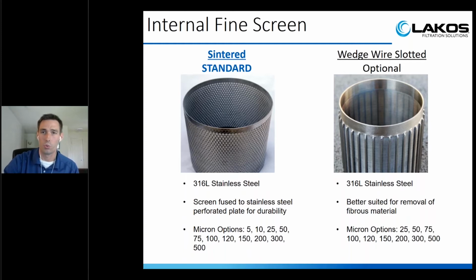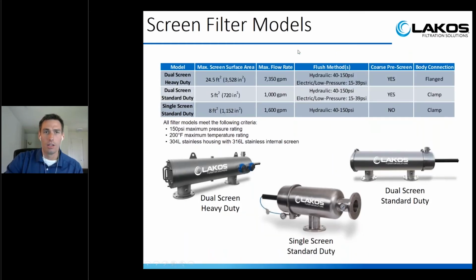The only real time you'd want to use a wedge wire is if you're dealing with stringy, fibrous material, which causes more issues on other standard screens. It gets interwoven and becomes more difficult to remove. So a wedge wire design is more beneficial for that type of application. It's a little more expensive, not much, but it is more, and it's not offered in the very fine micron options. 25 micron would be the smallest. So just be aware.